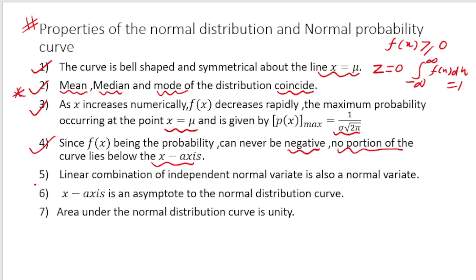Another property is that a linear combination of independent normal variates is also a normal variate. So what they are suggesting is that suppose x1 is a normal variate and x2 is a normal variate, then if I take alpha x1 plus beta x2, that will also be a normal variate if these two normal variates are independent. The next property is that the x-axis is an asymptote to the normal distribution curve.